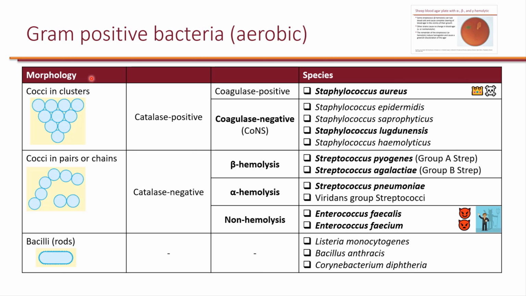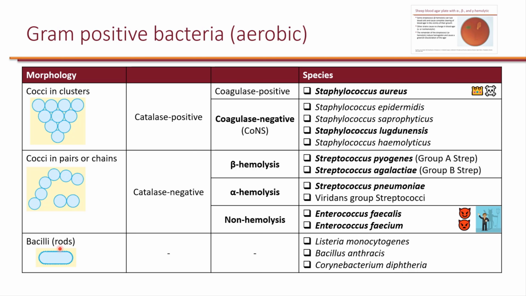Morphology is basically the shape of these bacteria and how they group together when you look at them under the microscope. Essentially, we can see cocci, which are circular in shape, and they can be in clusters, meaning several of them are clustering together. And then you can have cocci in pairs or chains. Pairs are a couple of them, sometimes referred to as diplococci. And if you have a chain, they don't cluster. It's just like a chain.